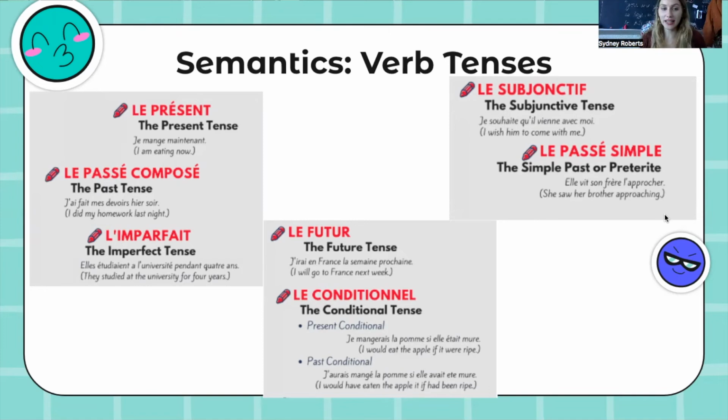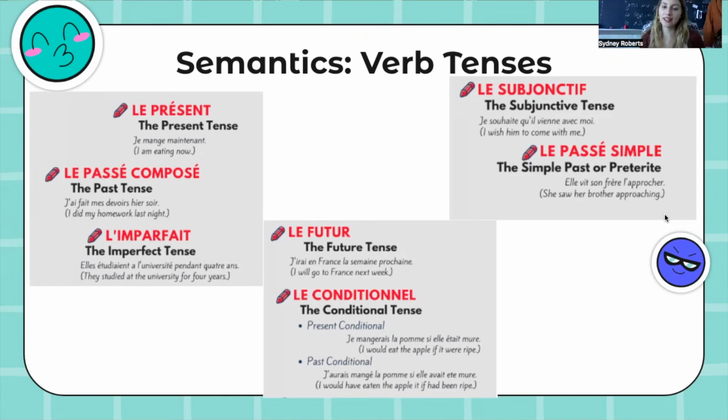L'imparfait, the imperfect tense. So we're saying they studied at the university for 4 years. Et étudiant à l'université pendant 4 ans. Pardon my pronunciation. Le futur, the future tense. J'irai en France la semaine prochaine. I will go to France next week.